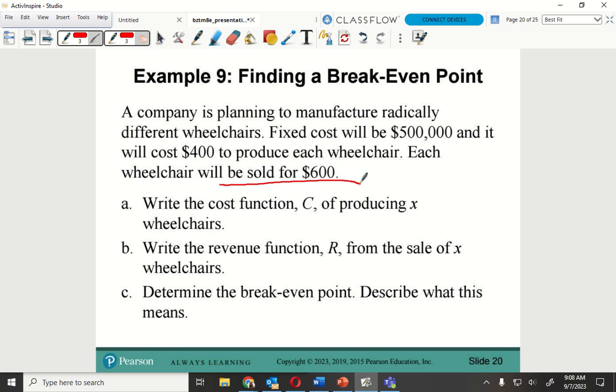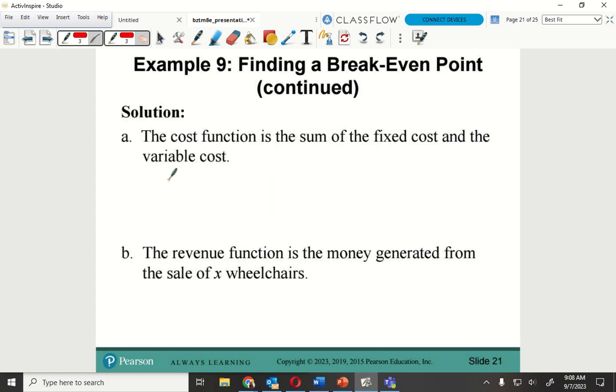We're going to write a cost function. So my cost function, from the word problem, please read through that. What is a fixed cost that I can't get away from? Are you reading the word problem?